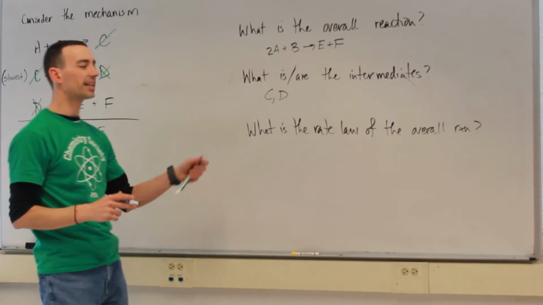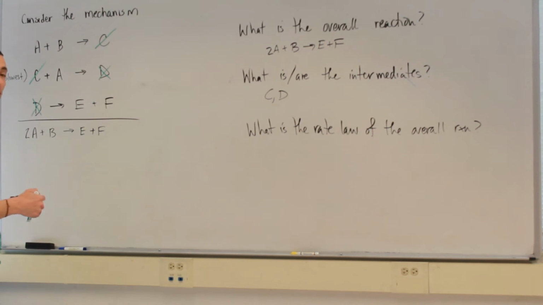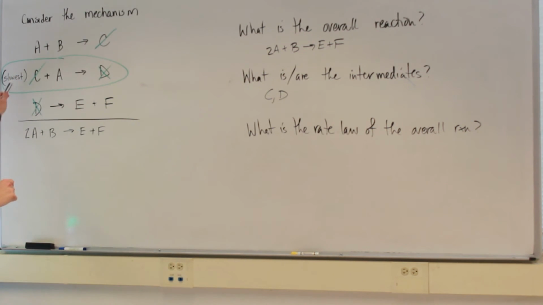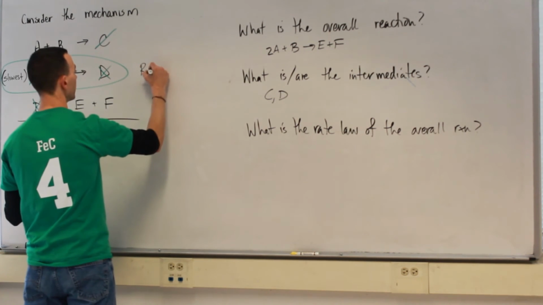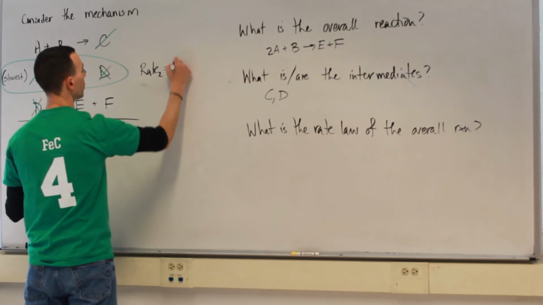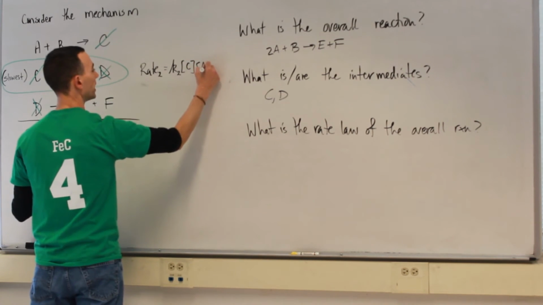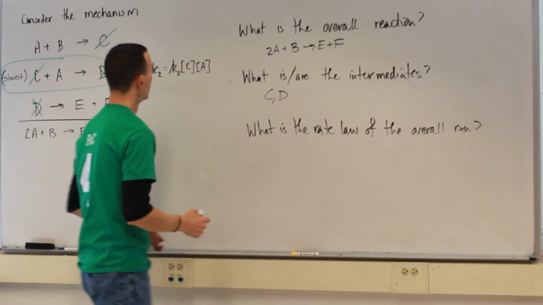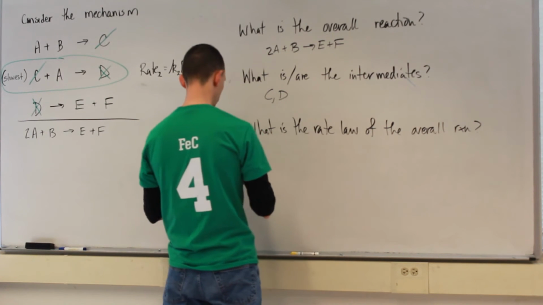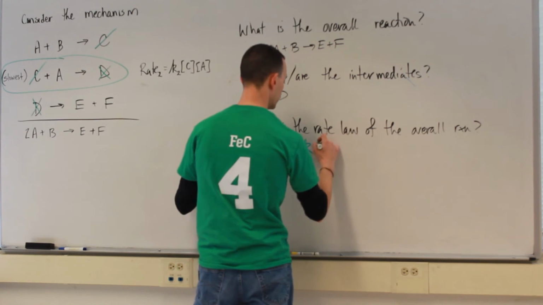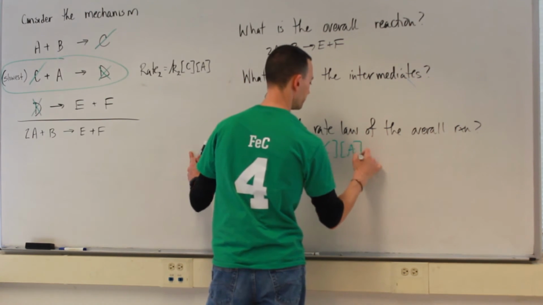And now what's the rate law of the overall equation? Well, what I was saying in the previous segment was the rate law comes from the slowest step. And you notice I have written here that the second step is the slowest. So let's write the rate law for it. Rate for the second step would equal K2 times the concentration of C times the concentration of A. So that looks like it should be our answer. All right? So the rate equals K times C times A.